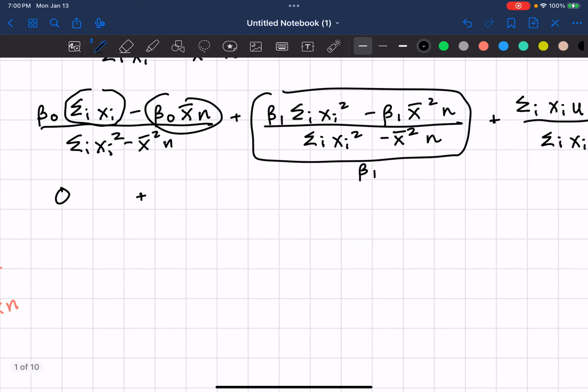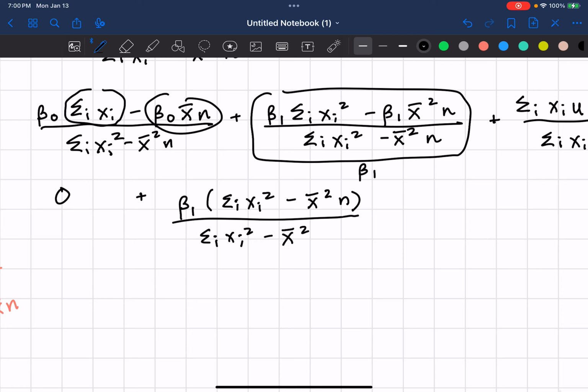Let me take beta 1 out in front. I'll collect beta 1 outside of the two terms here. So I'll say beta 1 sum I xi squared minus x bar squared n divided by the denominator. The denominator, by the way, is sum I xi squared minus x bar squared n. Notice this term here is exactly the same as this term, and they cancel. So we're left just with beta 1, which is what we hoped would happen.